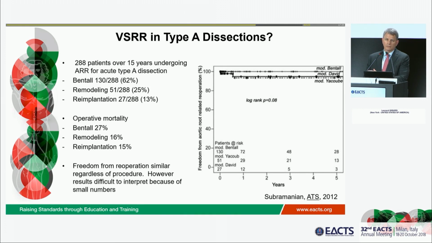But in a broader respect, if you look at the outcomes, they're hard to really figure out. Again, if you don't have good short-term outcomes, it's hard to know what to expect long-term. This is a study from Leipzig looking at 288 patients over a 15-year period, who had root replacements, Bentalls, remodelings, and reimplantations. The operative mortality, as you might expect for a group of very ill patients, was approximately 20%. And that really takes away your ability to assess how well these patients do. Now, the freedom from reoperation was similar regardless of the procedure, but again, very small numbers, very short-term follow-up. Hard to really make out what to do with this.